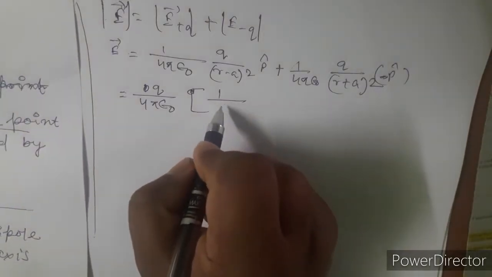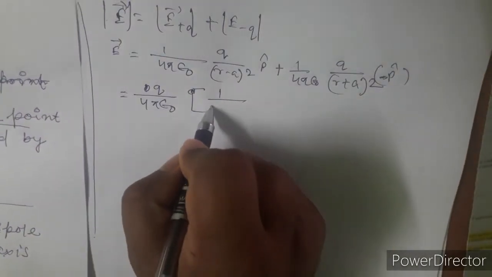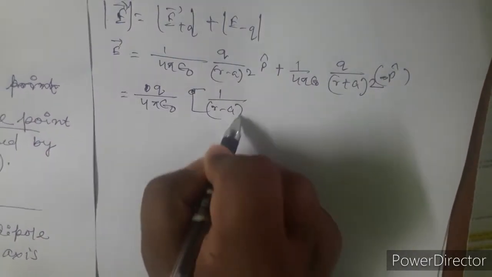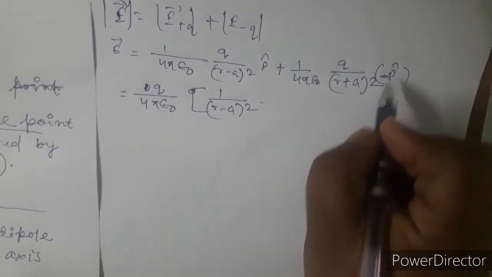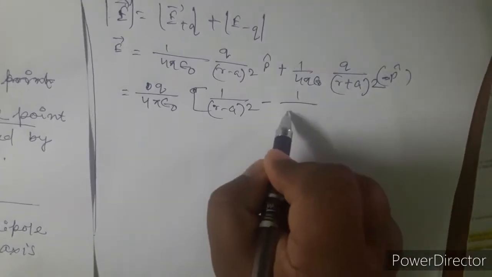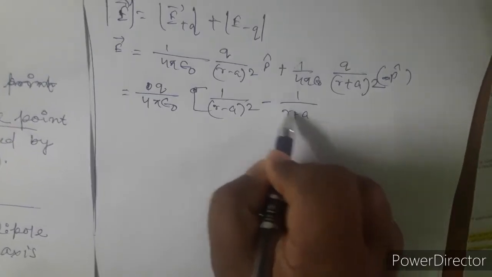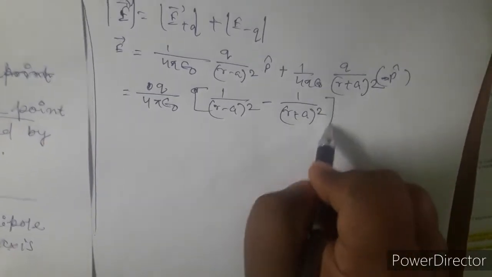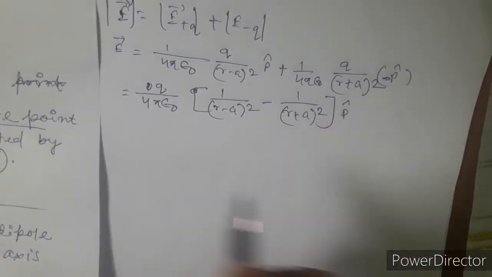Then Q is also common. Q will come outside, and inside is 1 by (R minus A) whole square, minus 1 by (R plus A) whole square, in the direction of P cap.